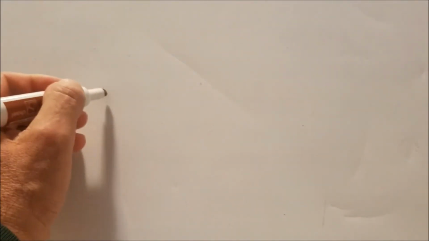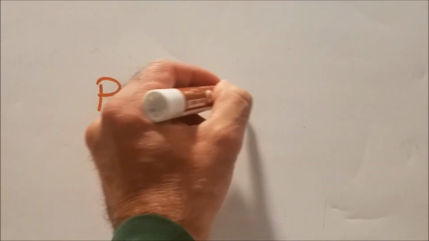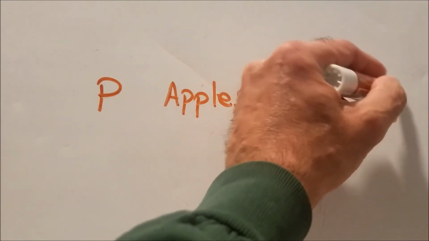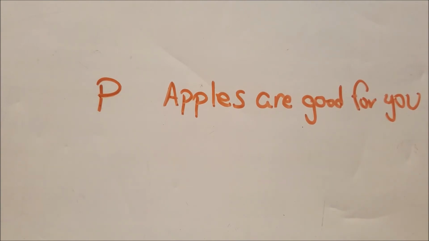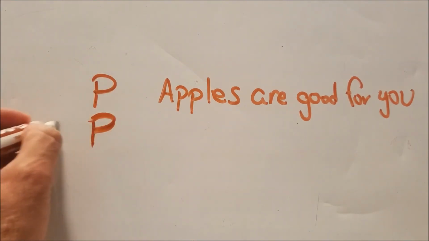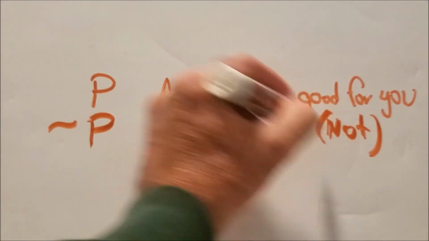So let's create another truth table. Let's erase this. Again, you don't have to use P. You can use Q and you can use R. So let's use P again here. Let's say P, and let's say the statement is that apples are good for you. Right? Apples are good for you. Now it's either true or it's false. Right? We're not saying either one. We're just saying that's the statement. So its negation would be what? Apples are not good for you. That's its negation.